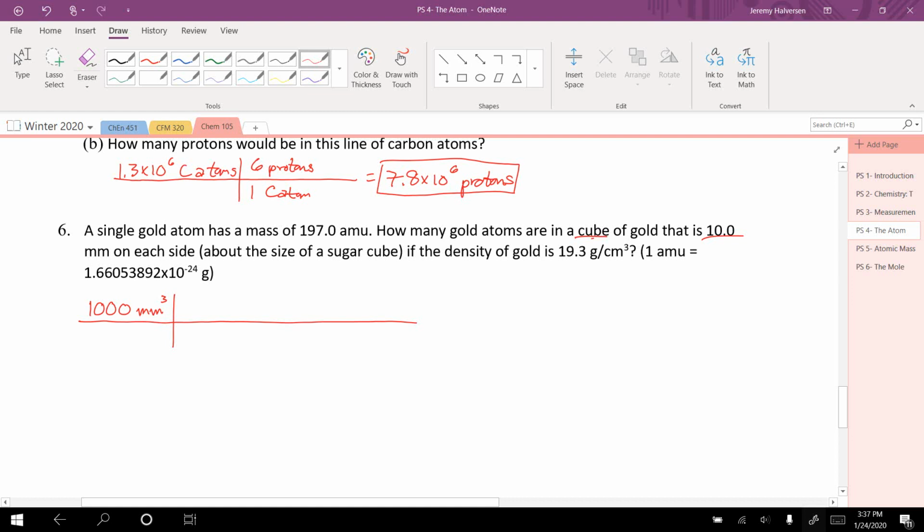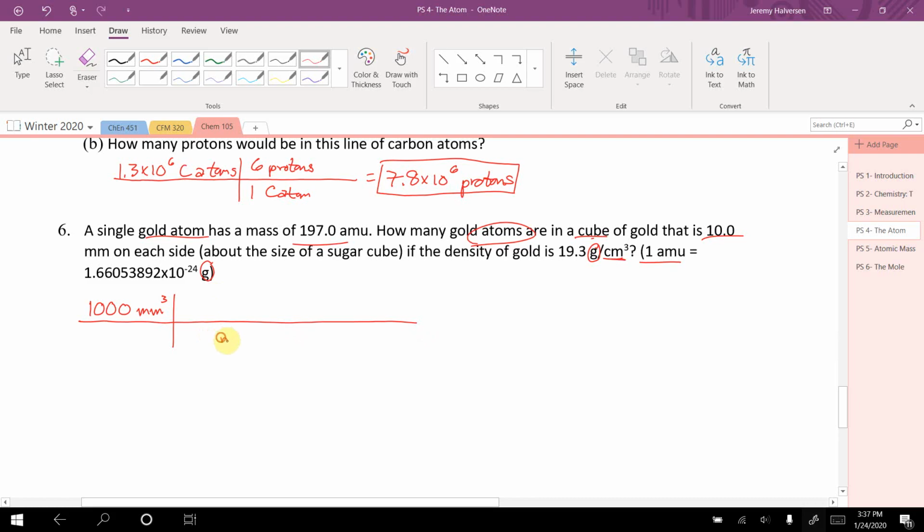Well, I'm trying to get to what? Gold atoms. I know that one gold atom is 197 AMU. Right? So if I get to AMU, I can get to gold atoms. I can get to AMU if I first get to grams. Okay, and I know that I can get to grams if I get to centimeters cubed. So I need to get millimeters cubed to centimeters cubed. Let's show you how we're going to do that.